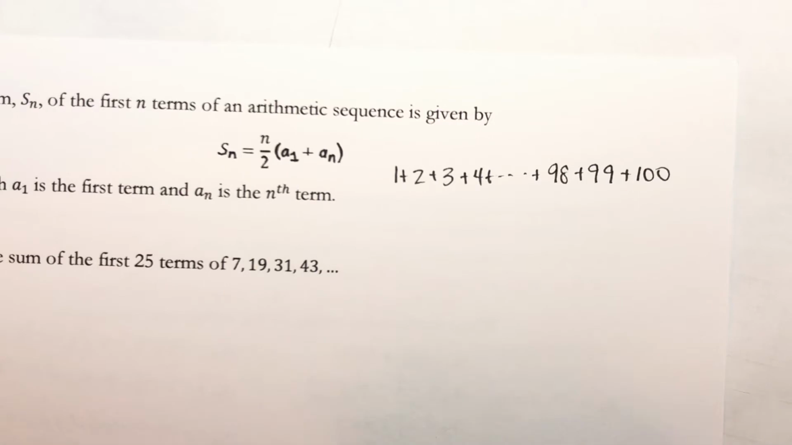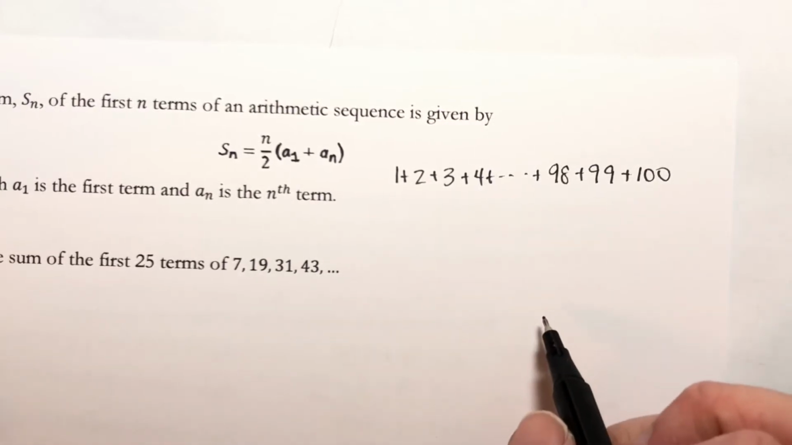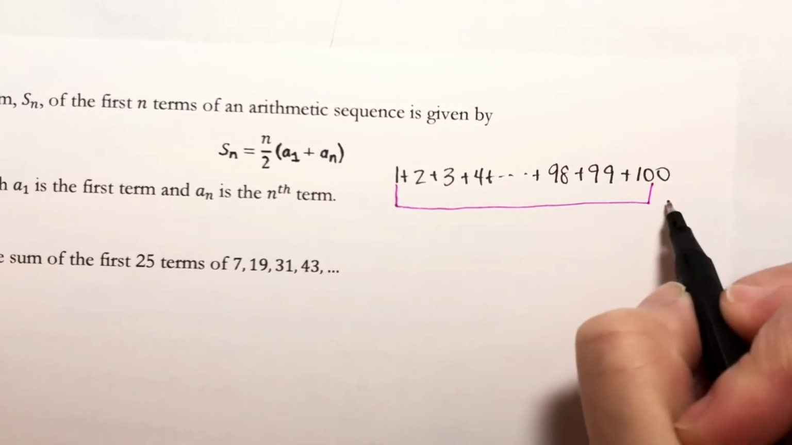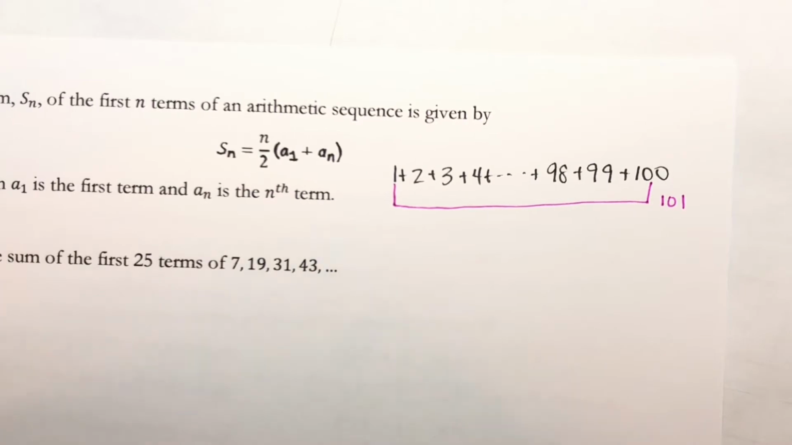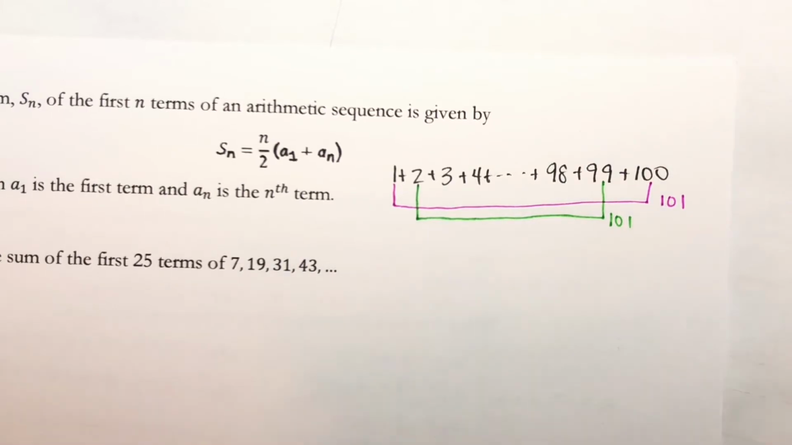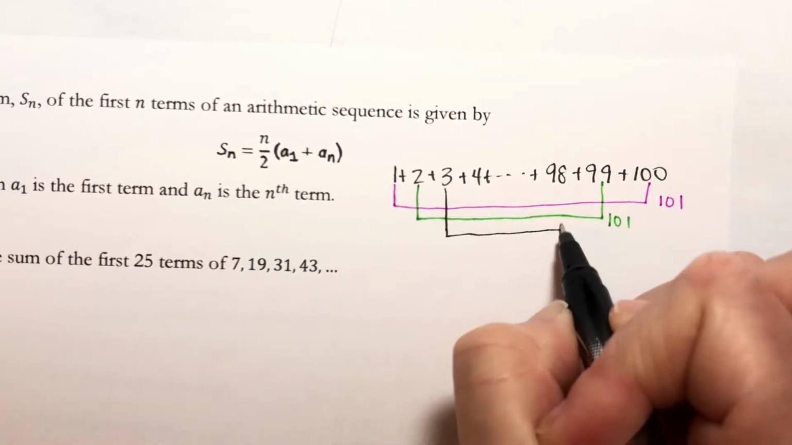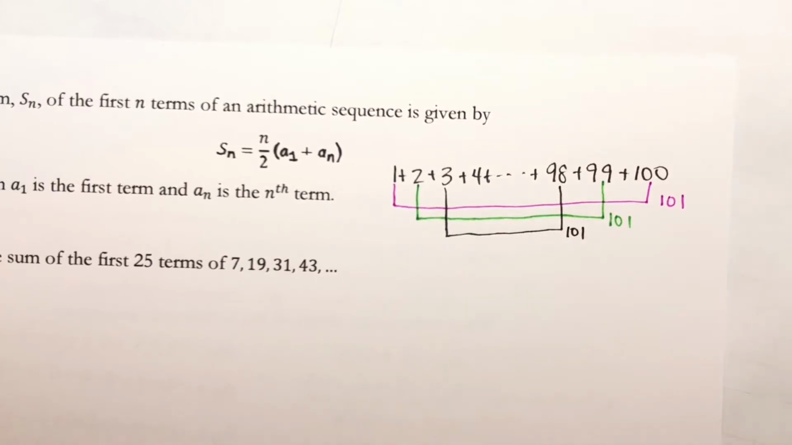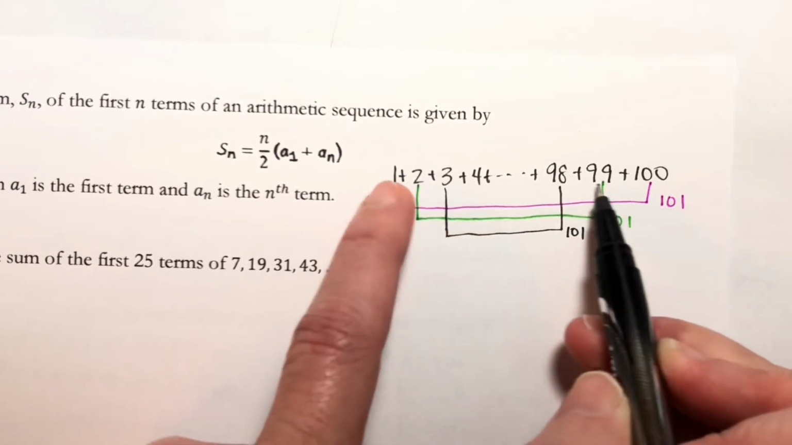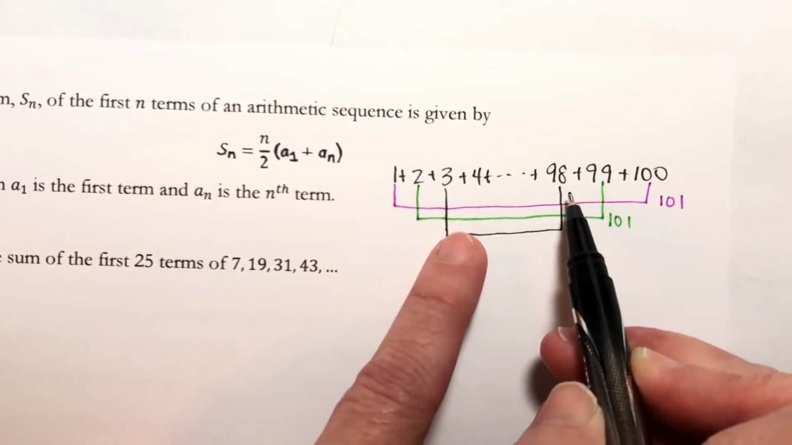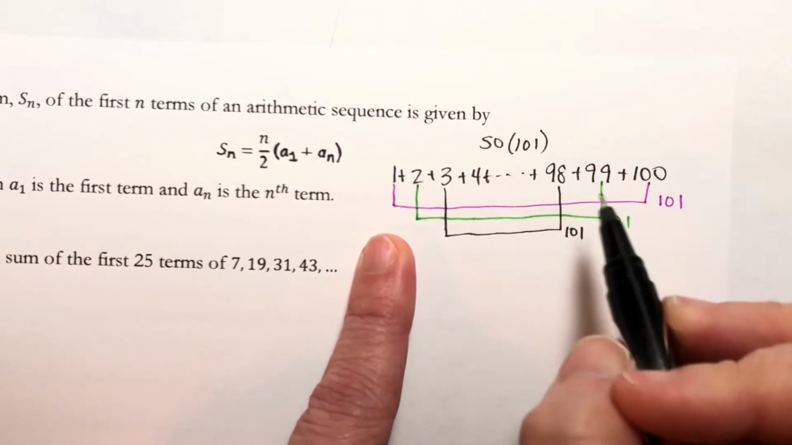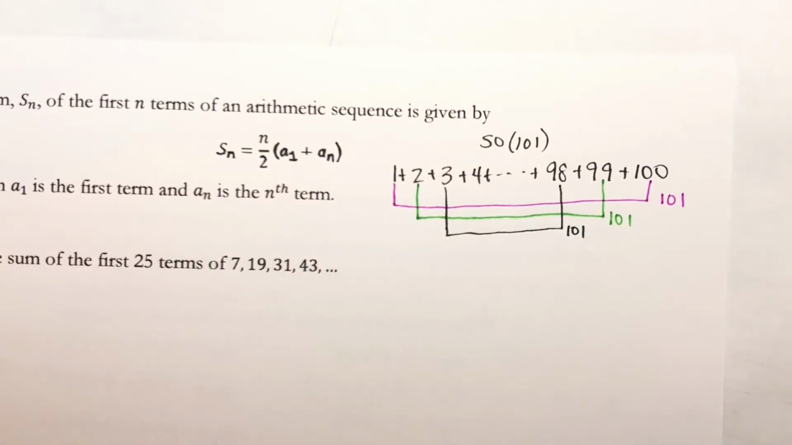Now look what happens here. I could sit and add them all up, or I could be strategic about how I pair things. If I add these two together, I get 101. If I add these two together, I get 101. If I add these two together, I get 101. Notice I'm getting the same value every time. Now, how many pairs am I going to have if I pair things up like this? I'm going to have 50 pairs of 101s, so I could simply do that multiplication and have the entire thing added up. That's what's happening here.